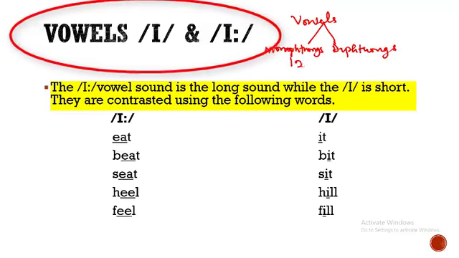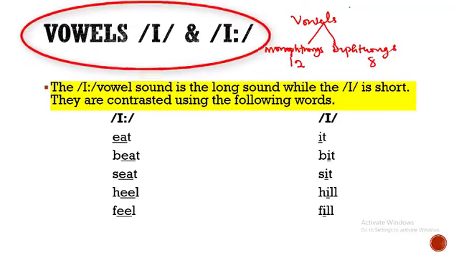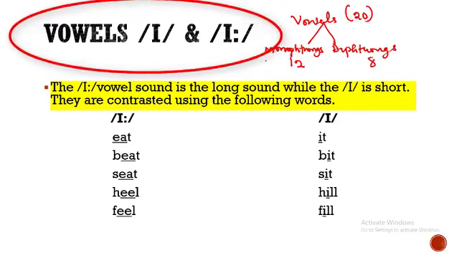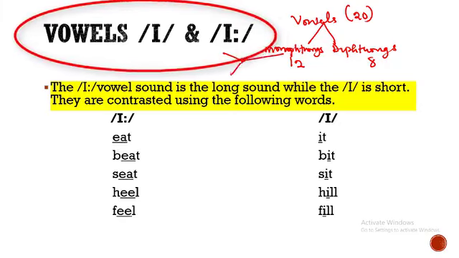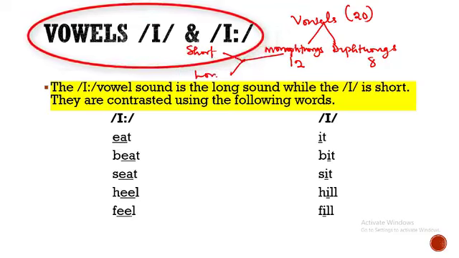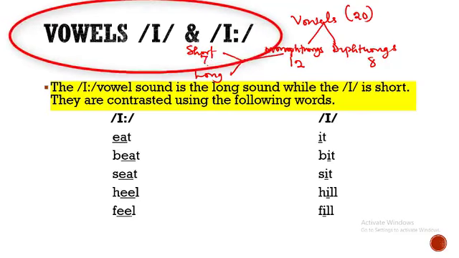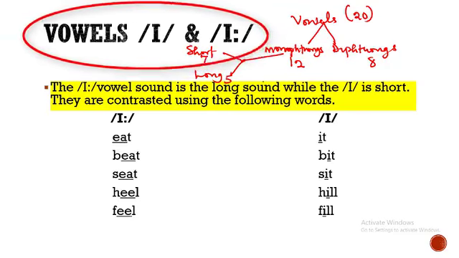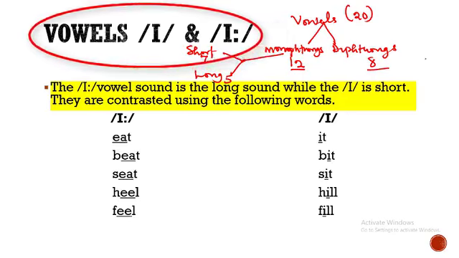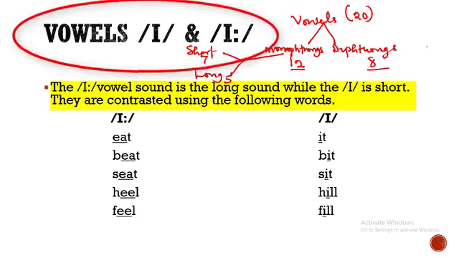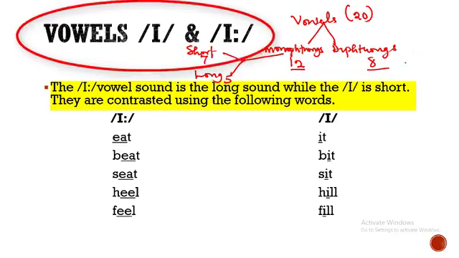So we have 12 monophthongs and 8 diphthongs, which give us a total of 20 vowels. Now your monophthongs can be divided into two: the short and the long. So 7 of the monophthongs are short, 5 of them are long. If you add 7 with 5, you arrive at 12. The 8 diphthongs are called double vowel sounds, or gliding vowel sounds.